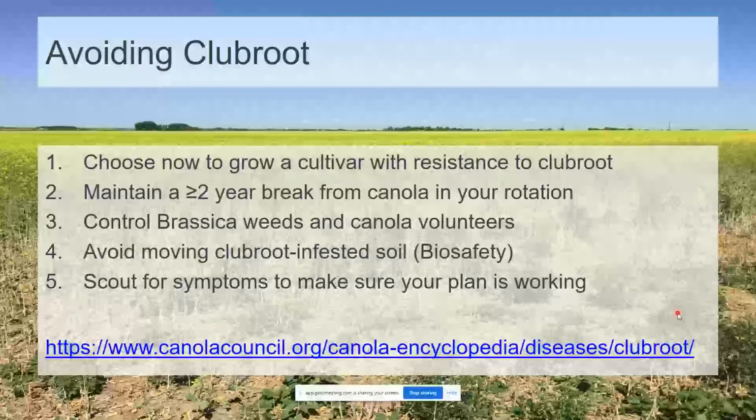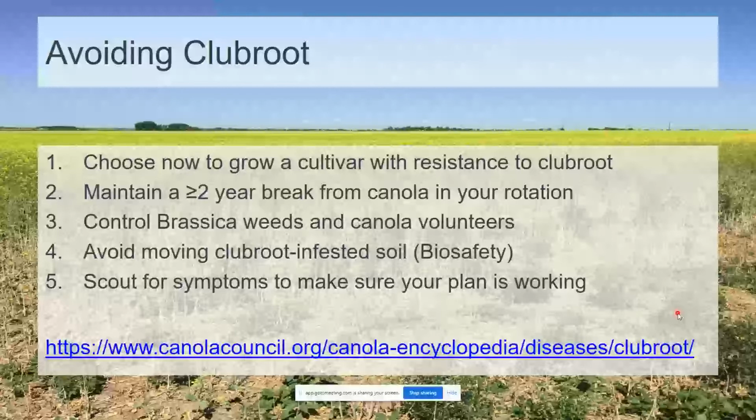Now, as part of avoidance, we should be choosing now. In fact, we probably should have chosen this 3 or 4 or 5 years ago when clubroot first showed up in the Peace region. Choose now to grow a resistant cultivar, because you're going to be much less likely to see these large, half-acre dead patches that will be almost impossible to manage. This will really help to keep resting spore populations low by starting to deploy this now.